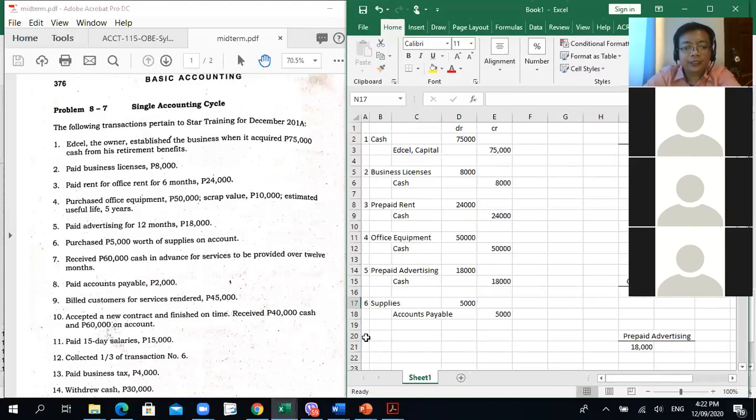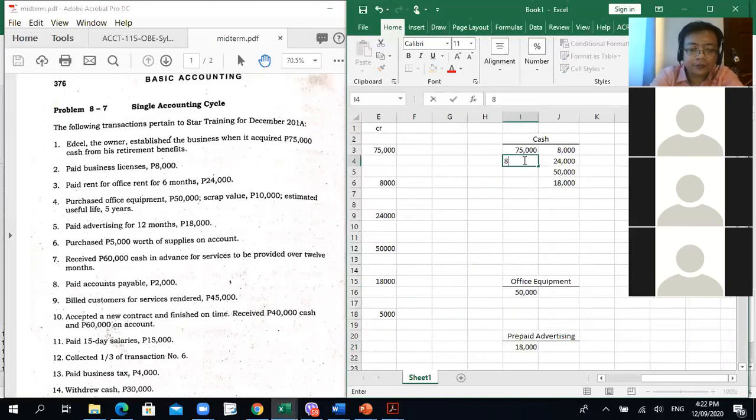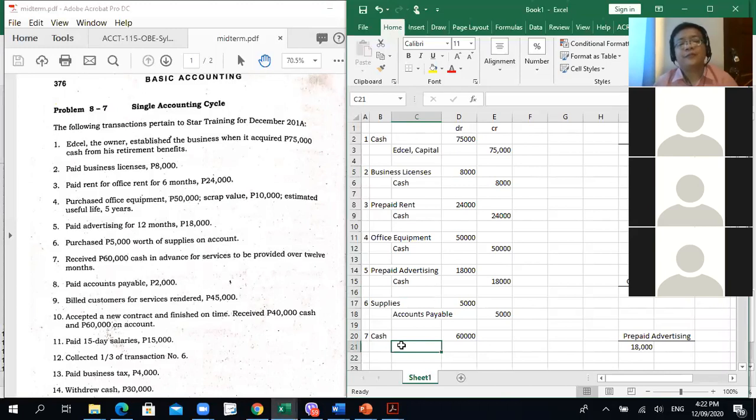All right. Number 7. Number 7 is all about you receive 60,000 cash in advance for services to be provided over 12 months. So meaning you receive cash, right? Worth 60,000. So you put here 60,000. Next, what would be your credit? Meaning you receive cash in advance and it is to be provided over 12 months. Unearned revenue, sir. Very good. And unearned revenue is basically part of your what? Liabilities. Very good, Aaron.